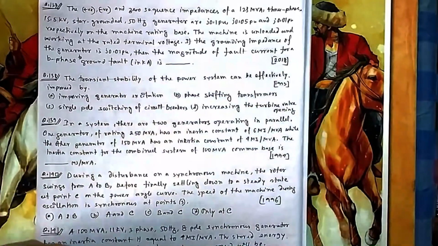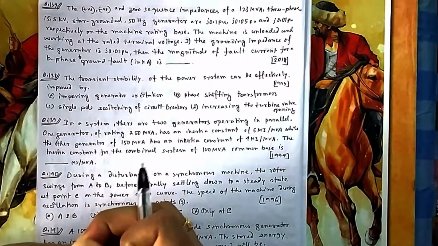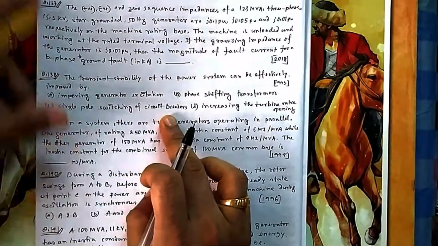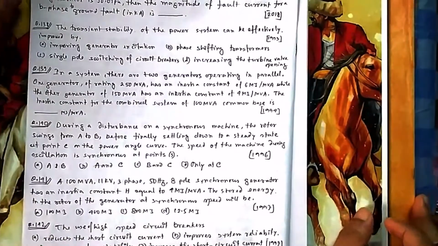So for better transient stability, you need a circuit breaker which operates very fast. That is nothing but single pole switching circuit breaker. So that's why 138 is C, because it will be fast in operation, so that will be helpful for my transient stability.